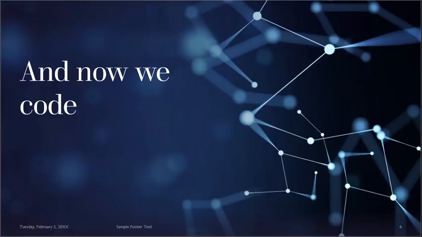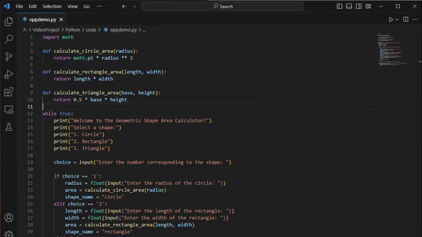And now we create the code. Writing the geometric shape area calculator. The development involves translating the flowchart into Python code. The code is designed to allow users to calculate the area of 3 different geometric shapes, circles, rectangles, and triangles.